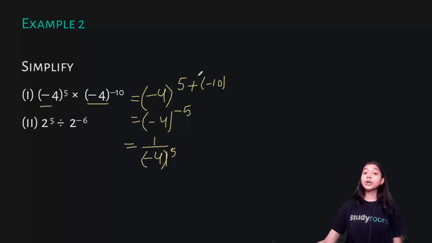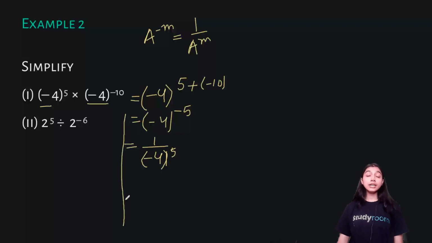Because I have taught you that a to the power of minus m is equal to 1 by a to the power of m. So here the sign of the exponent was negative, so I took it in the denominator and it became positive. Now let's try solving the next question.